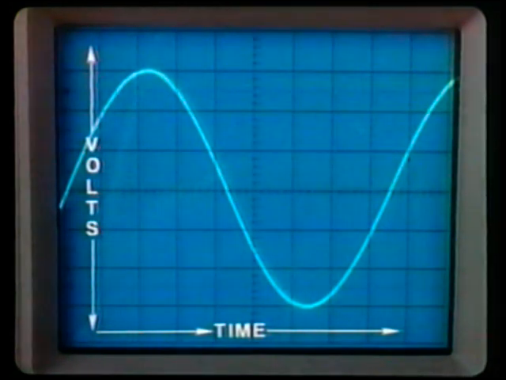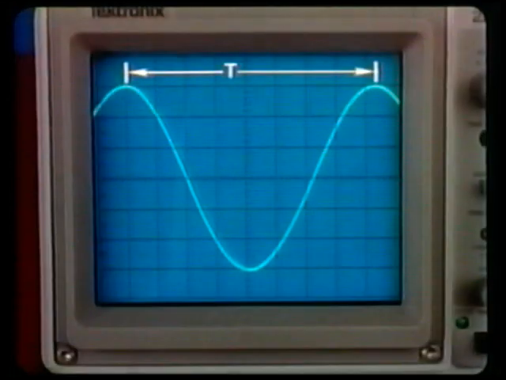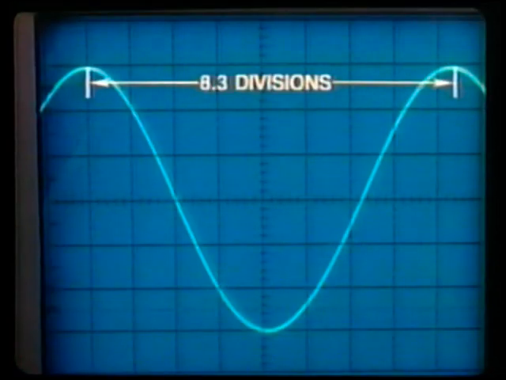Now that you know how to use an oscilloscope to measure voltage, let's see how it can be used to measure the relationship between time and voltage of AC waveforms. The period of an AC waveform, abbreviated T, is the time between two peaks. In this example, you can measure the period of the AC waveform by counting the number of divisions between peaks. There are approximately 8.3 divisions between peaks.